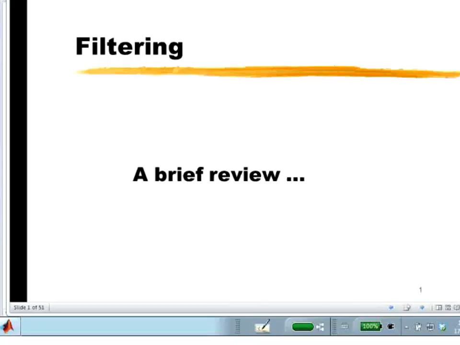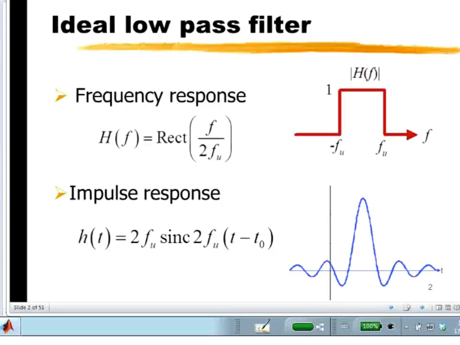So, as I said, we're going to be going over a brief review of filtering. We'll start with the most basic concepts. And of course, first of all, there's the ideal low-pass filter. Here we have the frequency response, just the amplitude of the frequency response. We assume it has zero phase response. The low-pass filter centered on DC has a certain bandwidth indicated here by FU for the upper frequency. The impulse response is the Fourier transform of this rectangle, which of course gives a sinc function.